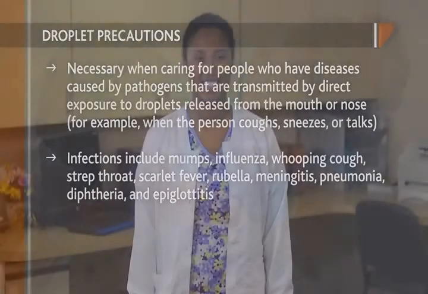Droplet precautions are the same as airborne precautions, except that with droplet precautions, it is usually necessary to wear a mask only when you are within 3 feet of the infected person. Masks and gloves should be worn when performing procedures that involve contact with the infected person's mouth or nose, or when touching or handling items that may have come in contact with the person's sputum or saliva.